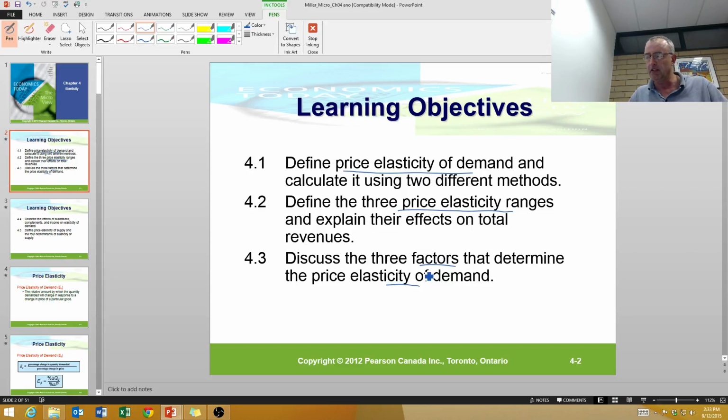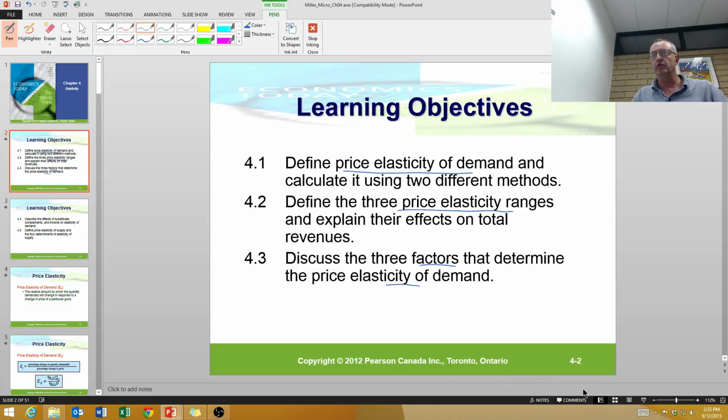Whereas if you spend a large portion of your income on a product, it tends to be more price elastic. And then we look at the amount of time we have to adjust our consumption patterns to changes in prices. If we have a long time to change our consumption pattern, then price elasticity of demand tends to be more elastic. Whereas if we don't have much time to change our consumption of a product, then the demand tends to be price inelastic.